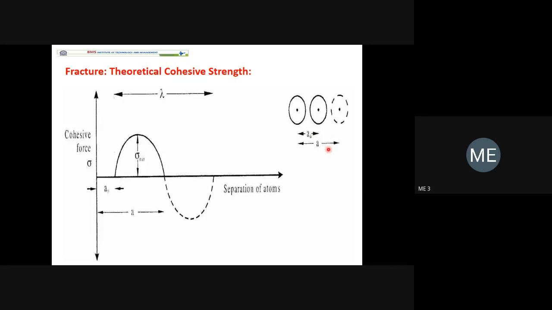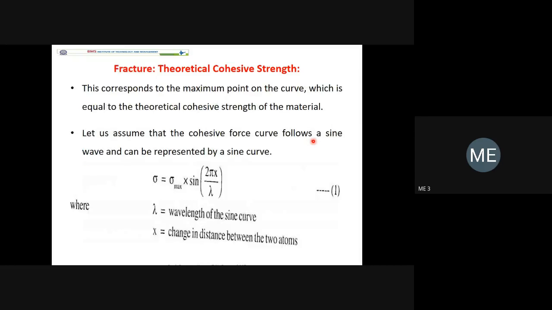It is a change in distance. A minus A naught is nothing but x. x is the change in distance between the two atoms. So now already we have the sine curve. In physics you write x is equal to capital X into sine omega t divided by lambda, or 1, 2, 3, etc. In the similar way, by using mathematical equations, we can write it.